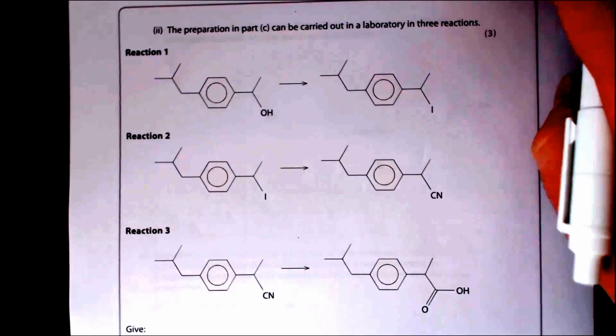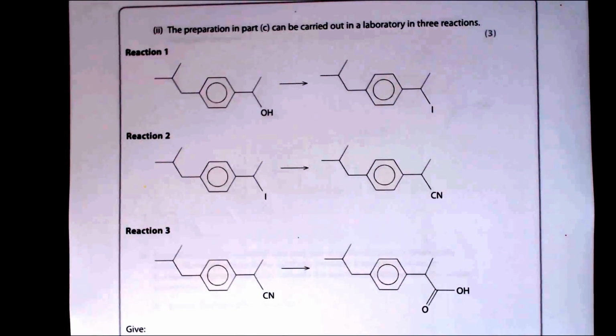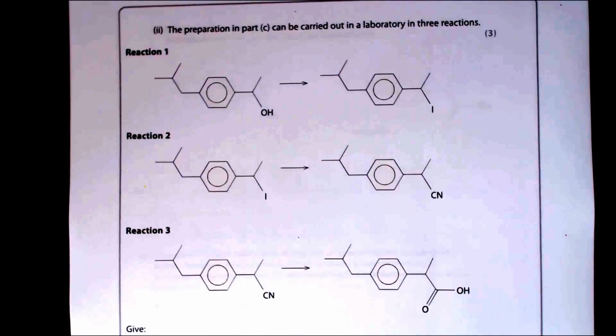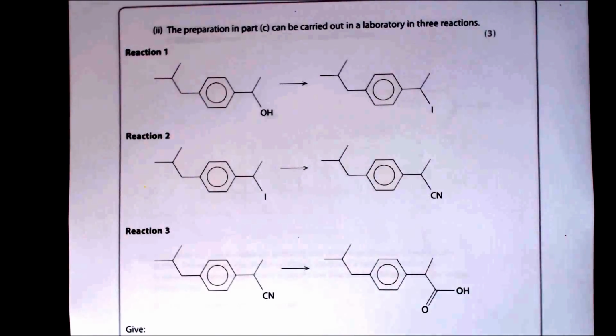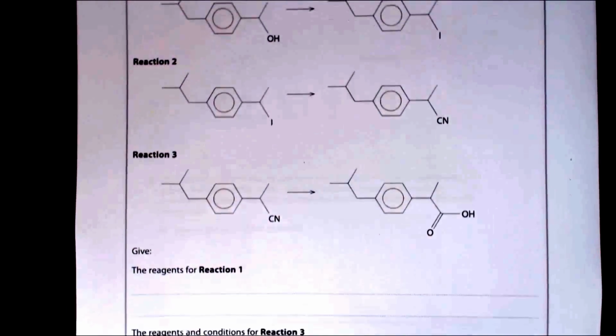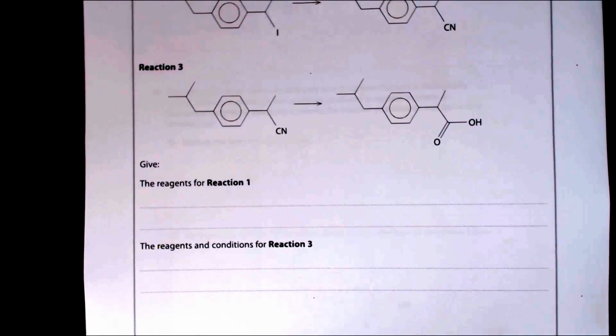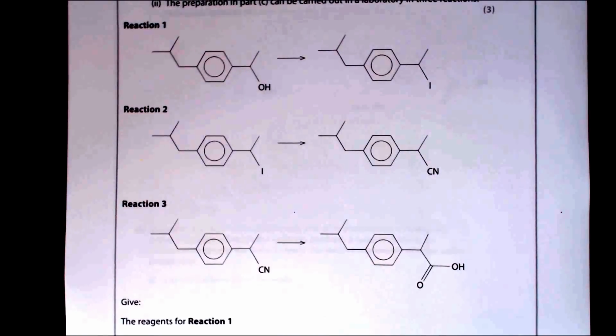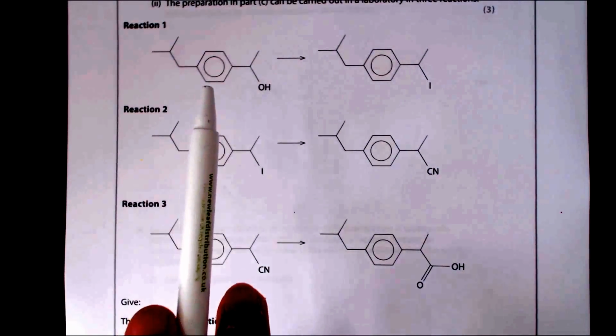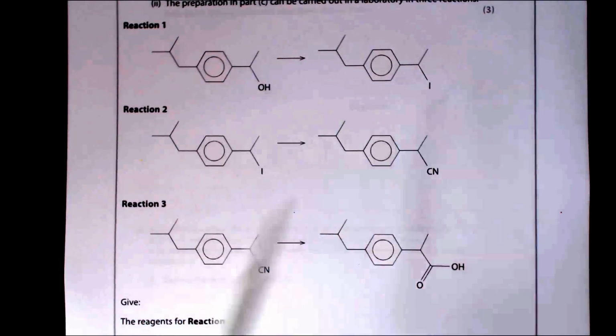Right, so we've got a series of different reactions here. So we've got the preparation in part C. Remember, it was that last part. Can be carried out in a laboratory in 3 reactions. And you can see we've got 3 different reactions here. Give the reagents for, there we go, that's the question there. So it says give the reagents for reaction 1. So let's pull that down there. You can see here that we're going from an OH to an iodine molecule.